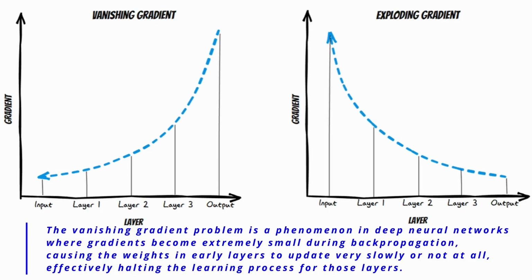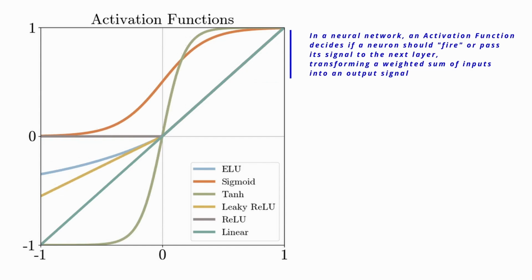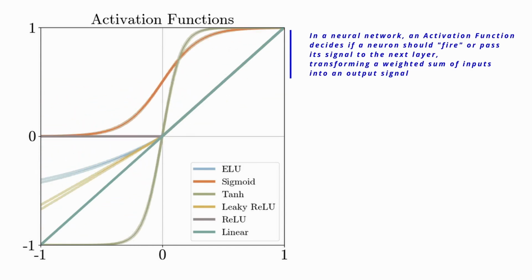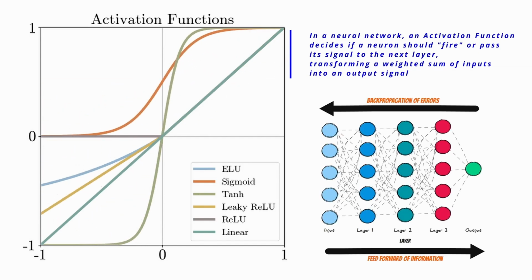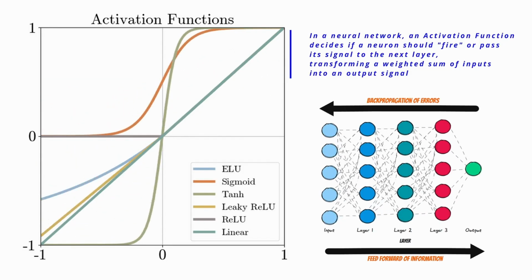Right. And then came ReLU, the rectified linear unit. A simple idea, but it changed things. Hugely. Because for positive inputs, its derivative is exactly 1. No shrinking. The signal passes right through. That's what let us build much, much deeper networks.